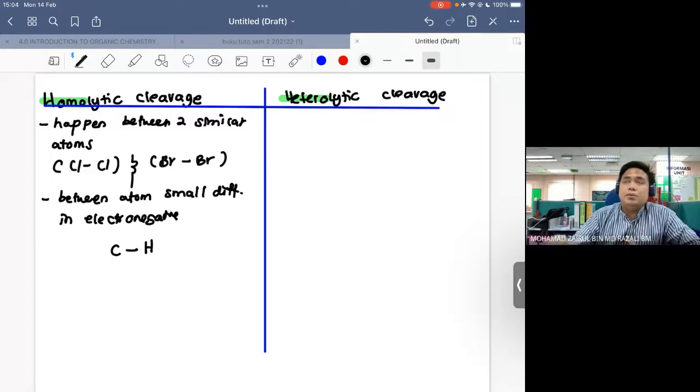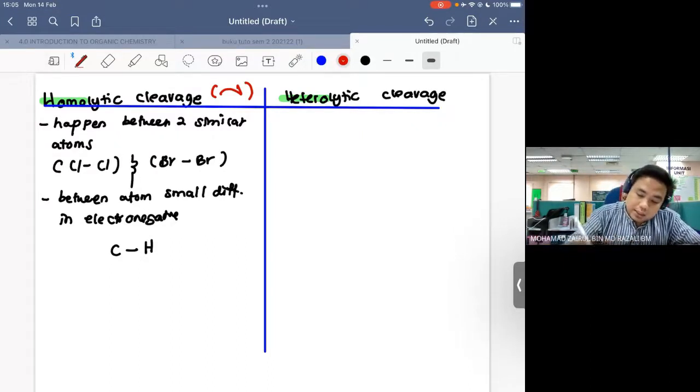So dalam organic chemistry, the way we want to represent the movement of electron itu, kita akan gunakan curly arrow. Dia bukan arrow yang straight, dia arrow yang ada melengkung. Okay, homolytic cleavage normally we represent by using a half-headed curly arrow. Kalau kita buat mekanisme nanti, if the reaction itu undergo homolytic cleavage, so we're going to represent by using a half-headed curly arrow.